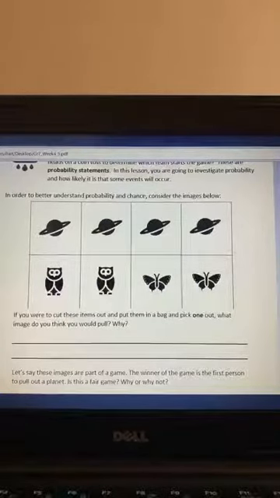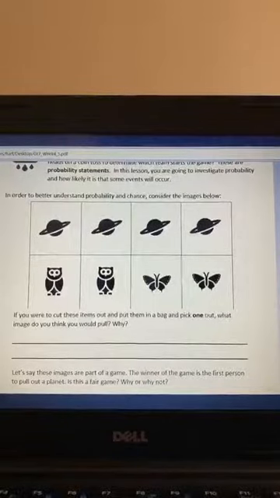So the total number that you have will represent your denominator. Okay? The total number that you have will represent your denominator. So my denominator is going to be 8. Okay? Because that is the total number that we have.